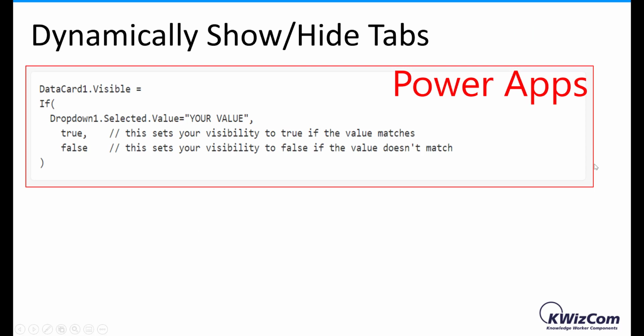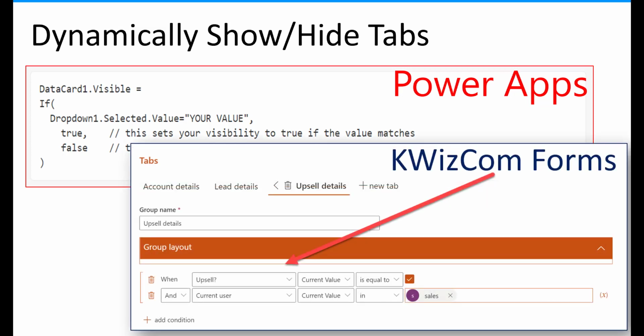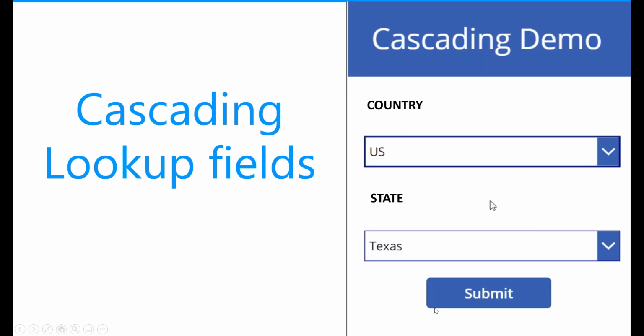To implement such a behavior again in PowerApps, you'll need to provide some formulas, some coding, whereas in KWIZ Forms, you have your tab and you just provide a rule with conditions. So this tab should be visible only when upsell is equal to checked. And I have here another condition: the current user belongs to the sales group. Another common example is cascading lookup fields, where one dropdown filters another dropdown, like country filters the state dropdown.